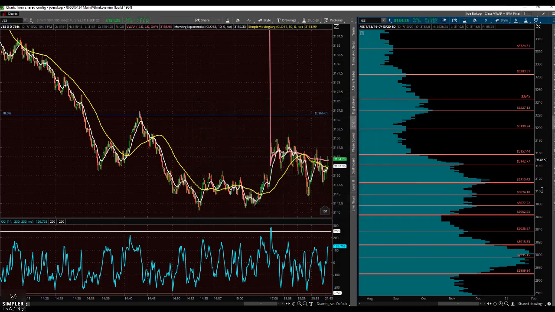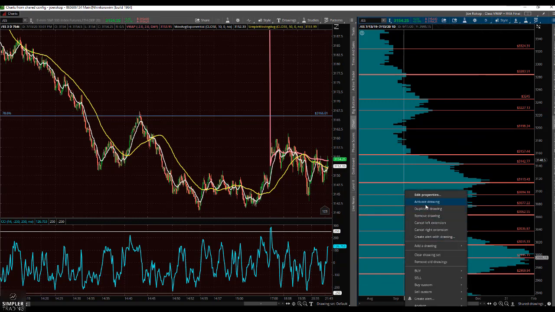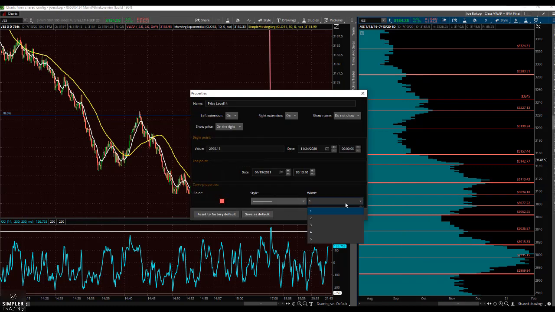So you'll notice I also added a thick line here in between this node as a reminder that this is the absolute price where we have seen the highest volume. And I'll do the same thing down here. Right click, edit properties, and there you go.